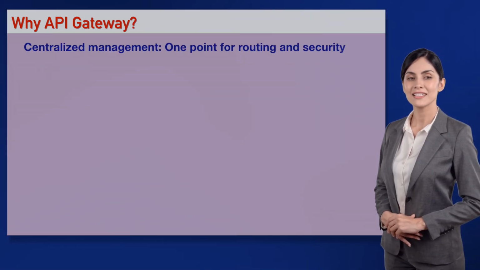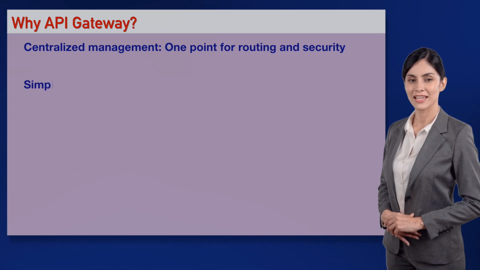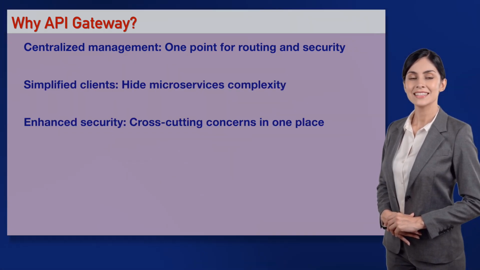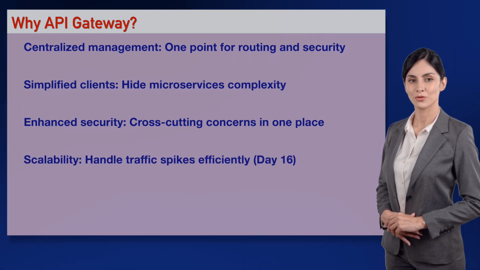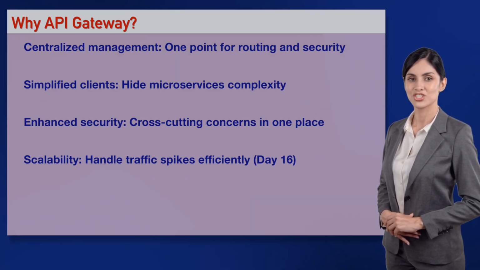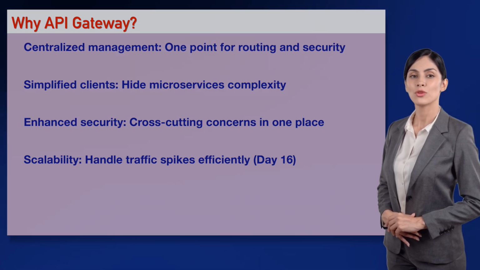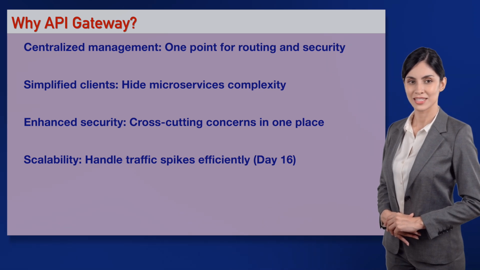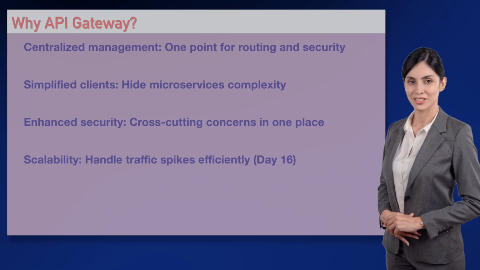Why use API gateway patterns? It provides centralized management for routing, security, and monitoring, reducing duplication across services. It simplifies client interactions by hiding the complexity of multiple microservices behind a single entry point. Enhanced security is achieved by implementing cross-cutting concerns like authentication and rate limiting in one place. For scalability from Day 16, gateways can handle traffic spikes and distribute load intelligently.